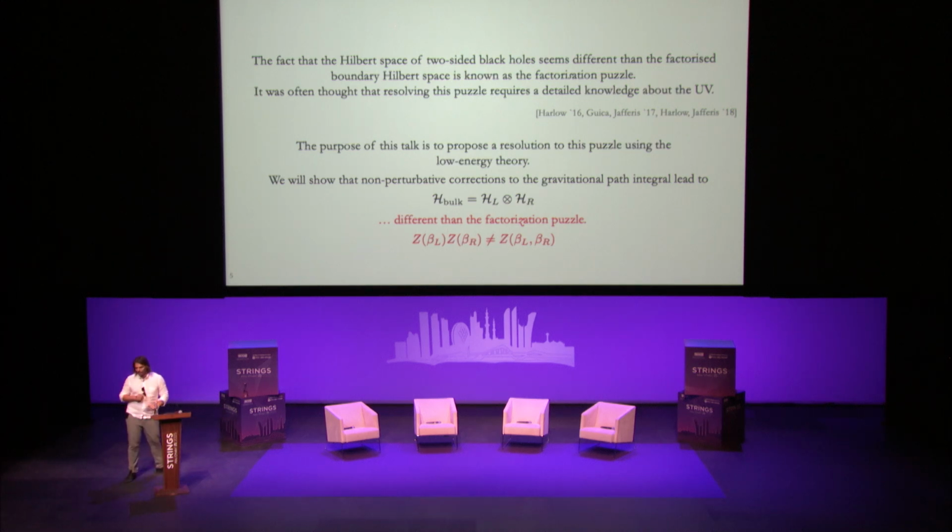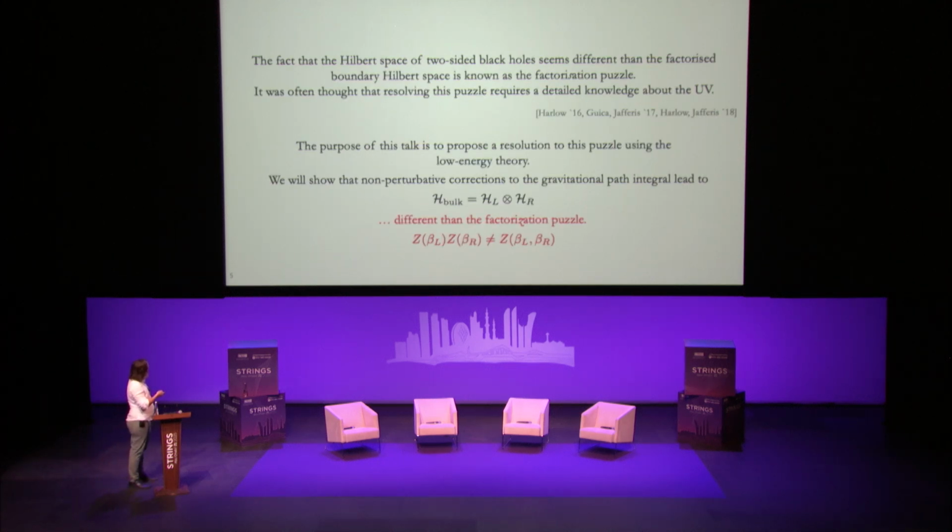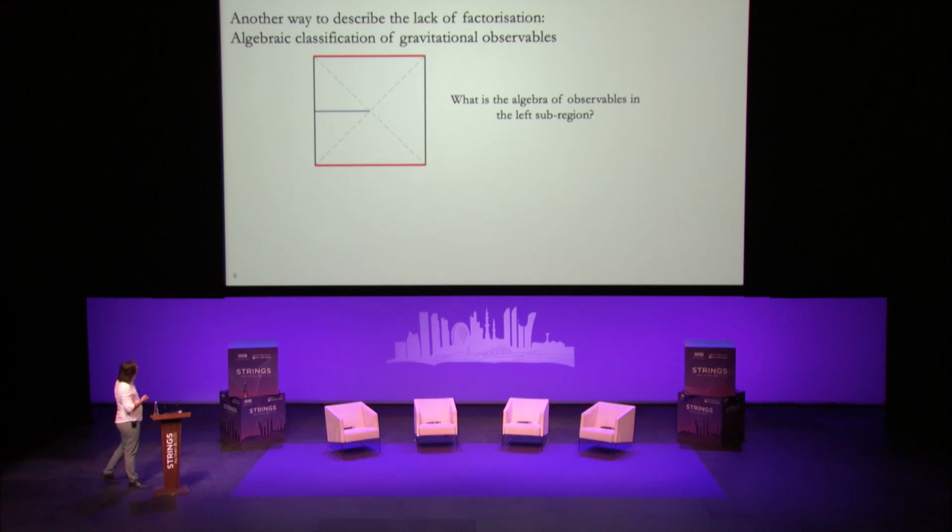And I'll comment more on that later. Okay, so another motivation for describing the lack of factorization comes from the algebraic classification of gravitational observables on one side of the two-sided black hole. So let's consider one side, let's say the left side, of a two-sided black hole. And let's try to describe what the algebra of observables in this subregion is.